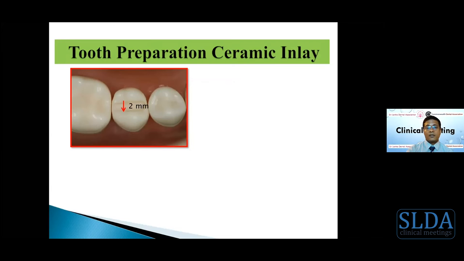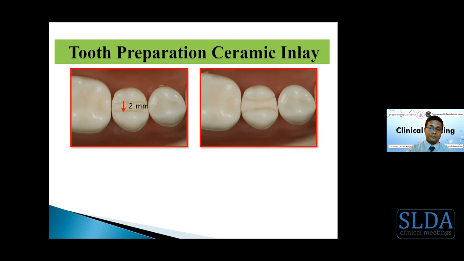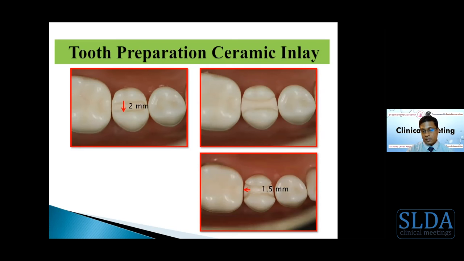Now here, we do the central preparation first, that is also called occlusal box preparation. Here you need a 2 millimeter width and 1.5 millimeter depth for your occlusal box. And then you have to open up the proximal contacts. And then you need to prepare your proximal boxes. So here, the distance between the wall of the adjacent tooth and the axial wall in the proximal box should be at least 1.5 millimeter.